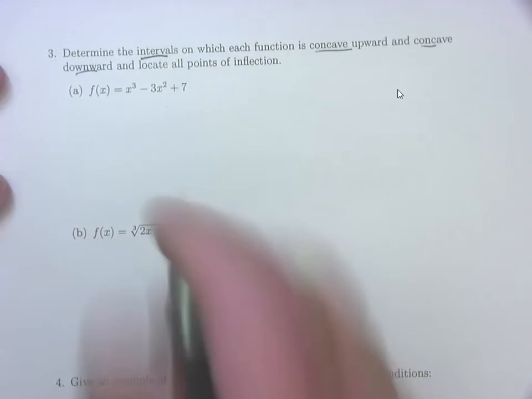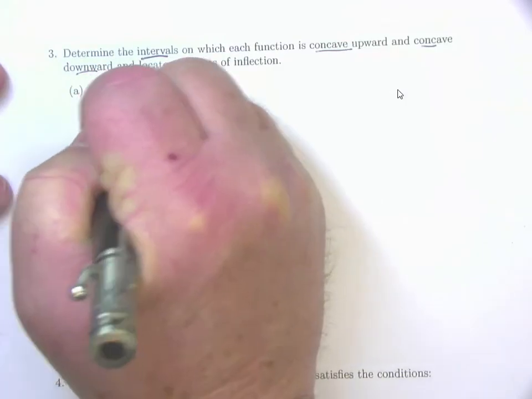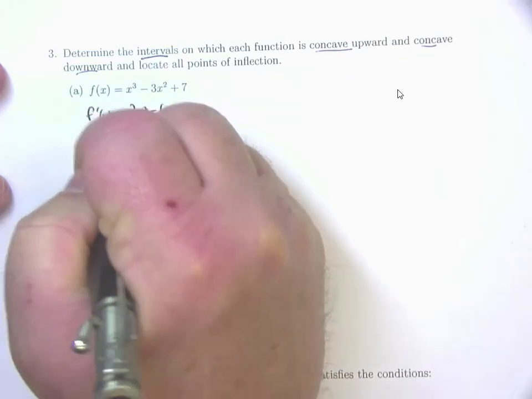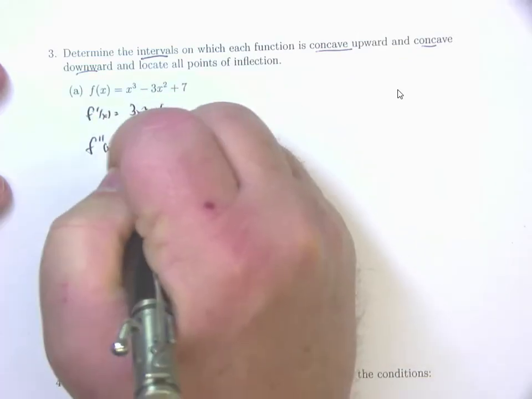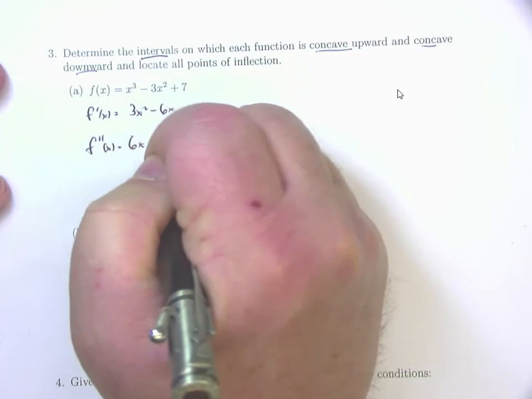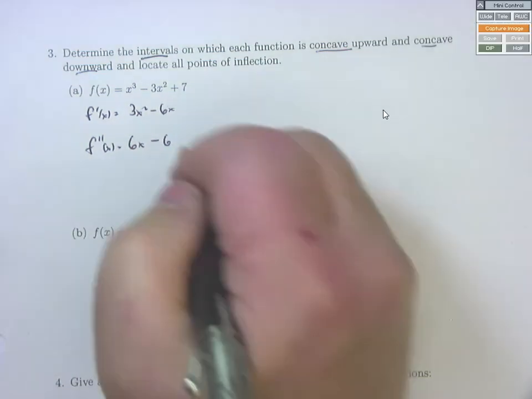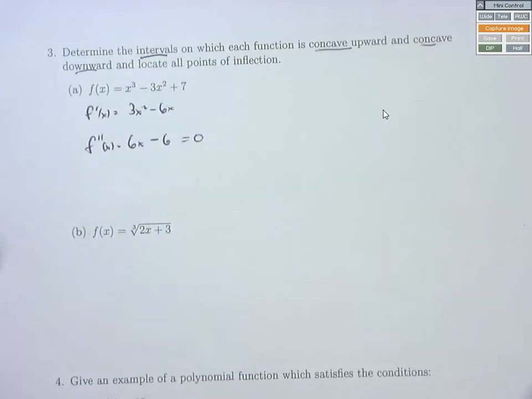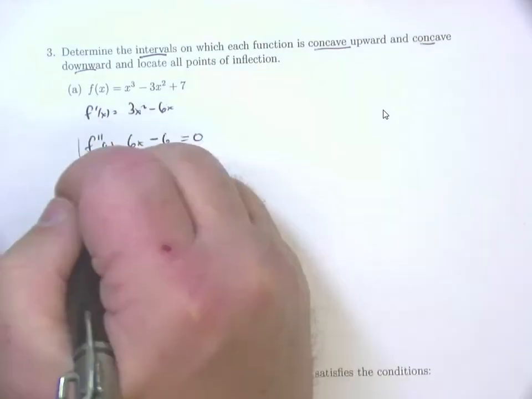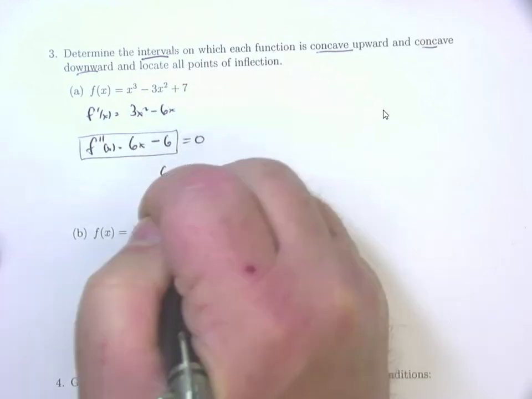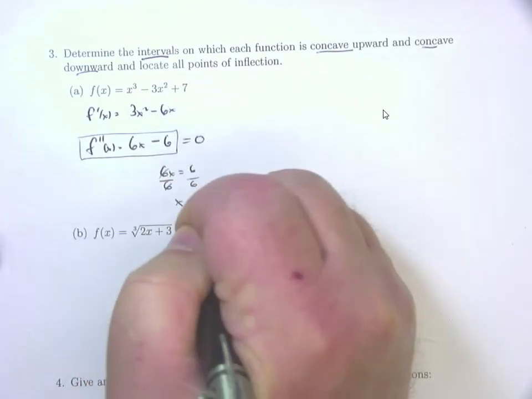But I need the second derivative. Well, the first derivative is going to be 3x squared minus 6x. Your second derivative is going to be, derivative of 3x squared is 6x, derivative of minus 6x is minus 6. The first thing I'm going to do is get that hypercritical number. I'm going to set it equal to 0 and solve, get my inflection number. So this is my second derivative, keep them in reserve. I'm going to add 6, so 6x equals 6. Divide by 6, I get x equals 1.